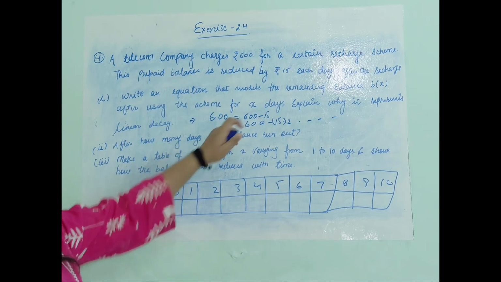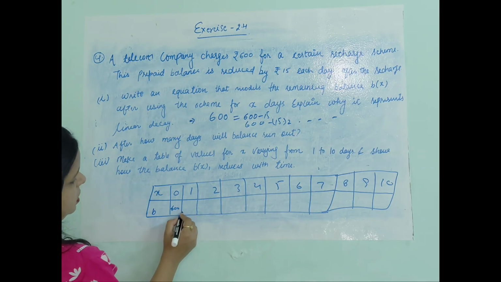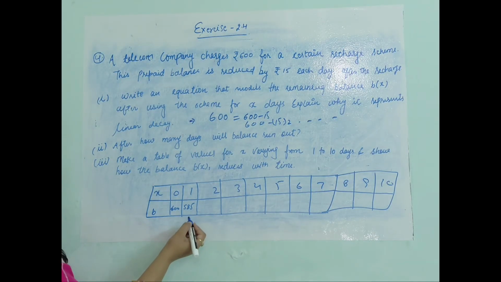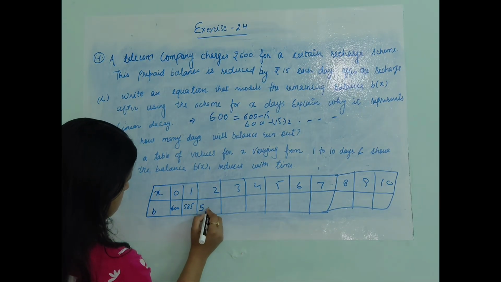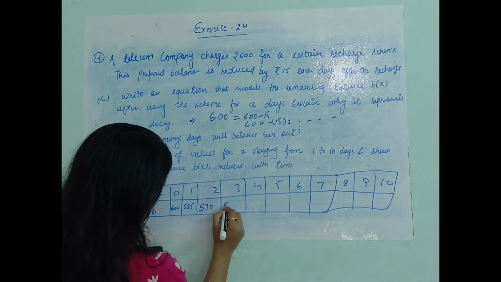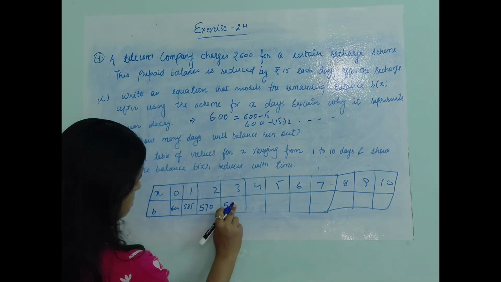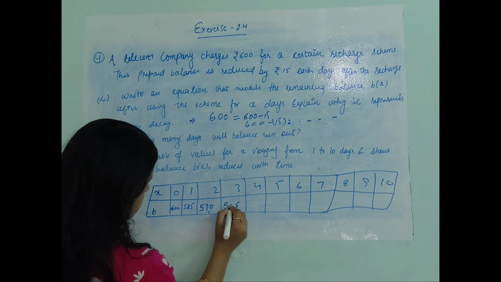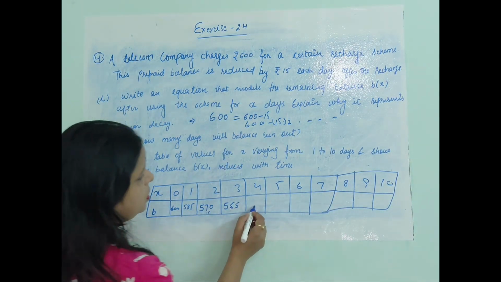Okay, so at first it is 600. So on the first day, 600 minus 15 is 585. Next day again 585 minus 15, this is again 570. Next minus 15 is 555. And so on. In this way the table is created and you can calculate for 10 days.